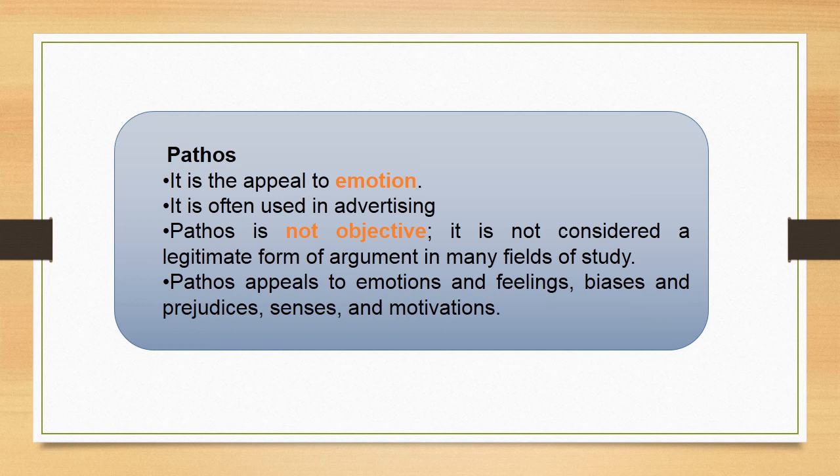So the second mode of persuasion is what we call pathos, which we often observe in advertising. Say, for example, an advertisement of Coca-Cola. Open a Coke, open happiness. So if you want to feel happy, then a can of Coke would be an answer. So it's an appeal to emotion. Pathos also appeals to emotion and feelings, biases and prejudices, senses and motivation.